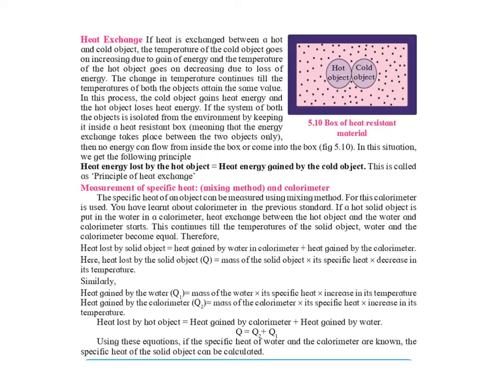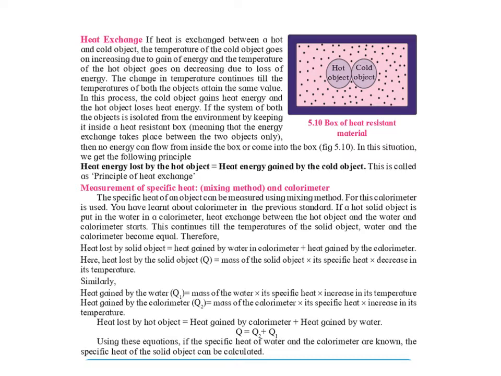Heat exchange. If heat is exchanged between a hot and a cold object, the temperature of the cold object goes on increasing due to gain of energy, and the temperature of the hot object goes on decreasing due to loss of energy. The change in temperature continues till the temperature of both objects attains the same value. In this process, the cold object gains heat energy and the hot object loses heat energy.